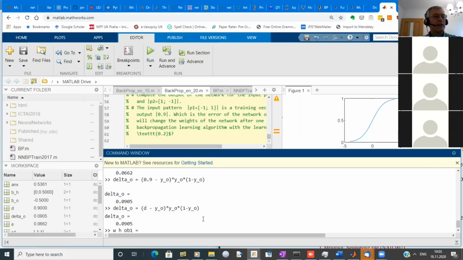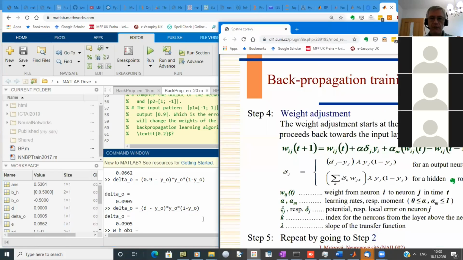Yes, there was a question in chat. You may notice that in the formula there is lambda, but in our case we have lambda equal to 1, so it's not included in the expression as it equals 1.